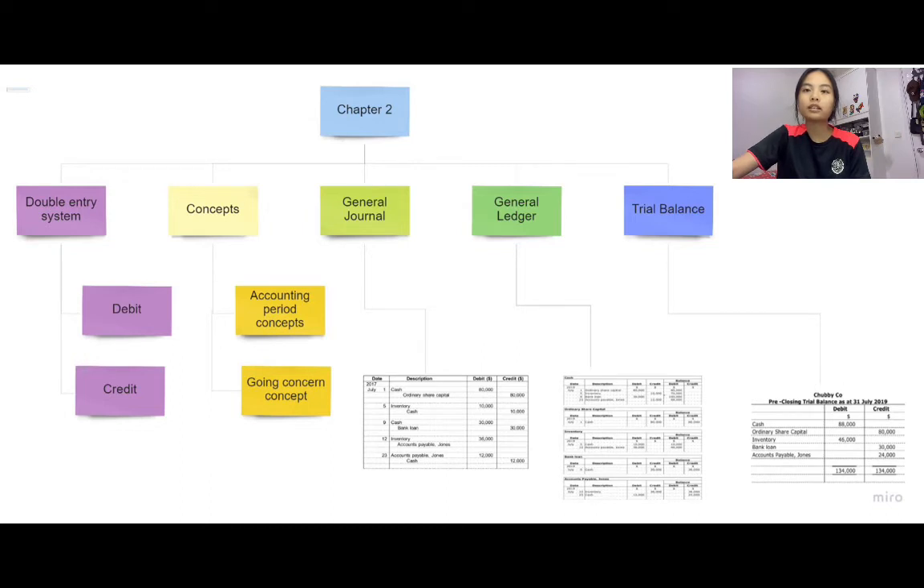Transaction analysis, these are the steps as follows. First, accounts affected. Second, category. Third, increase or decrease. Fourth, apply rules of debit and credit. Fifth, amount to be recorded. Journal refers to the book of original entry. It records information in chronological order.